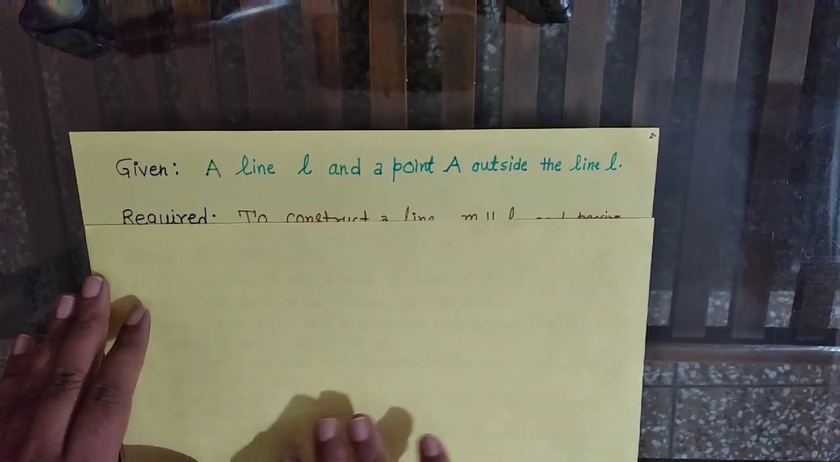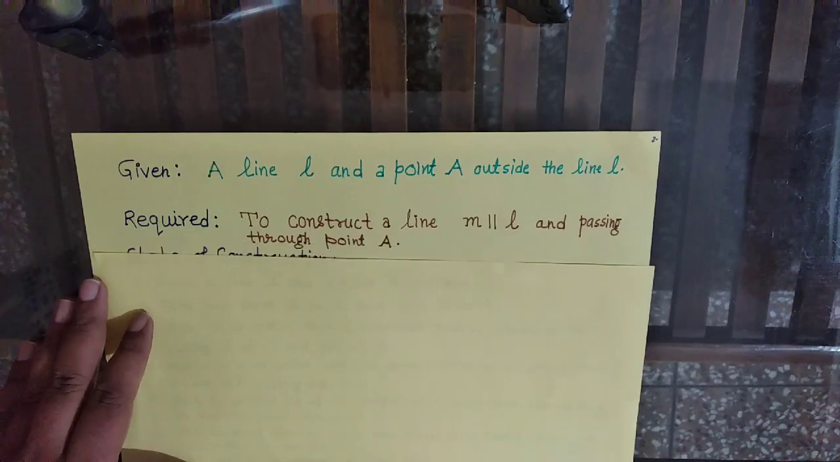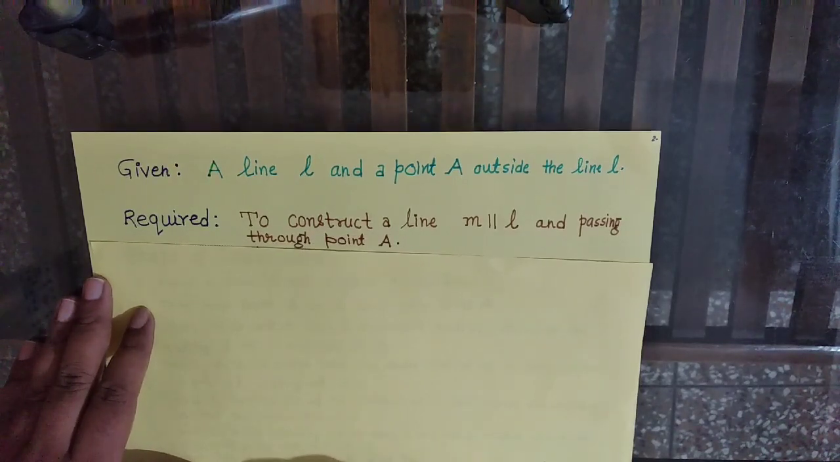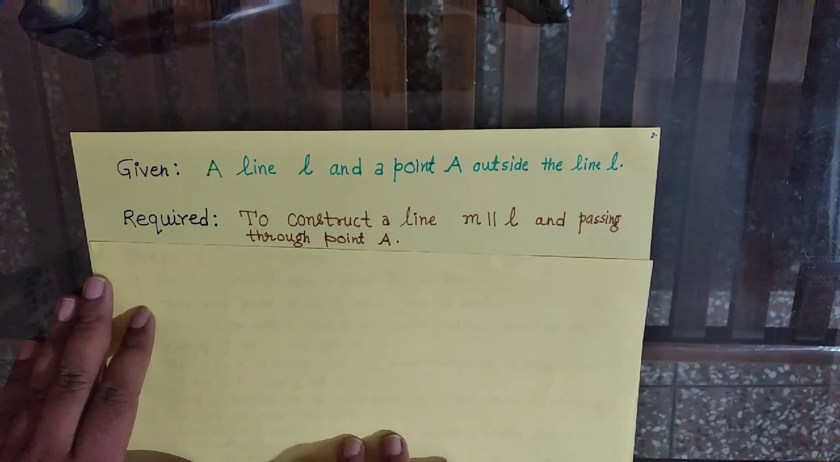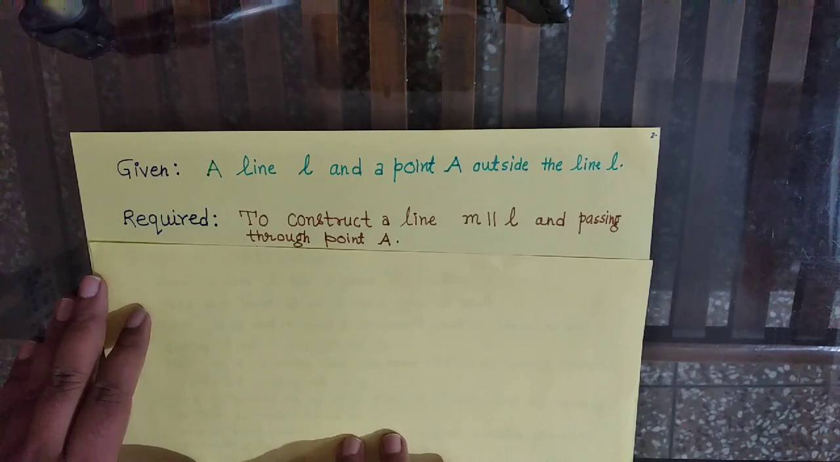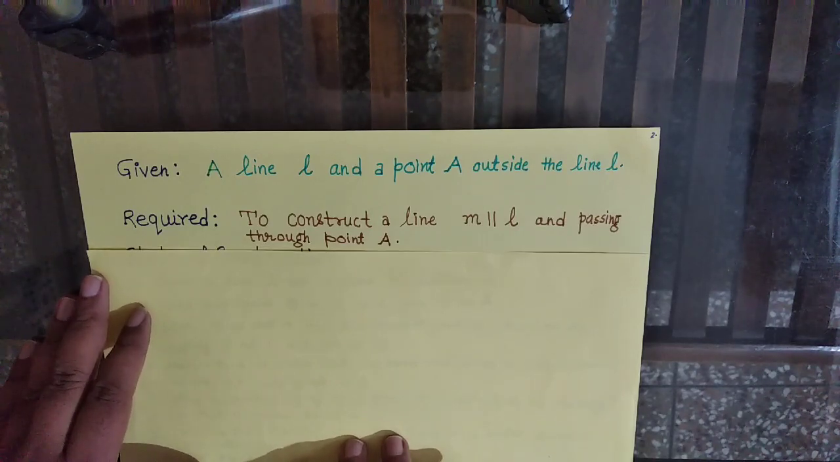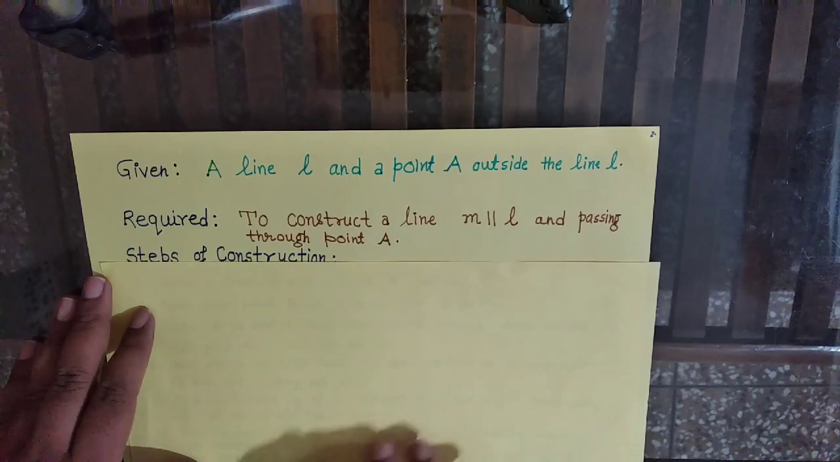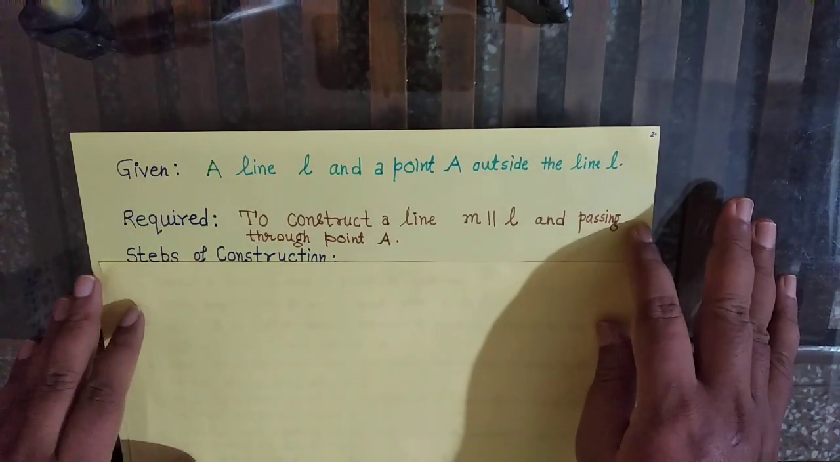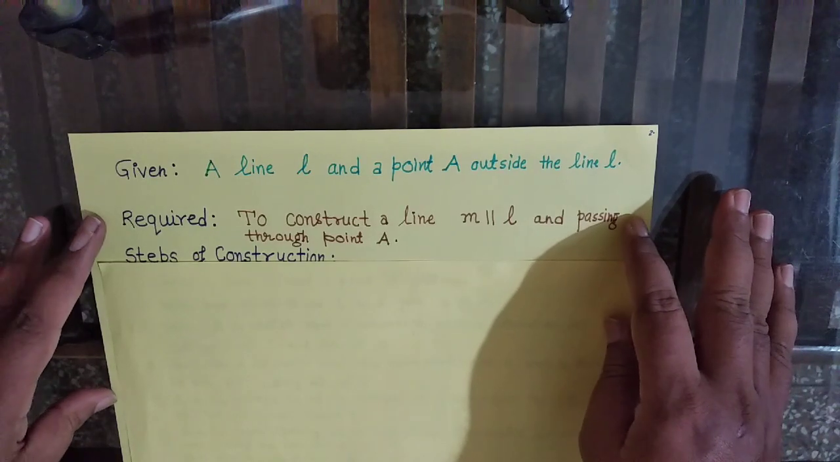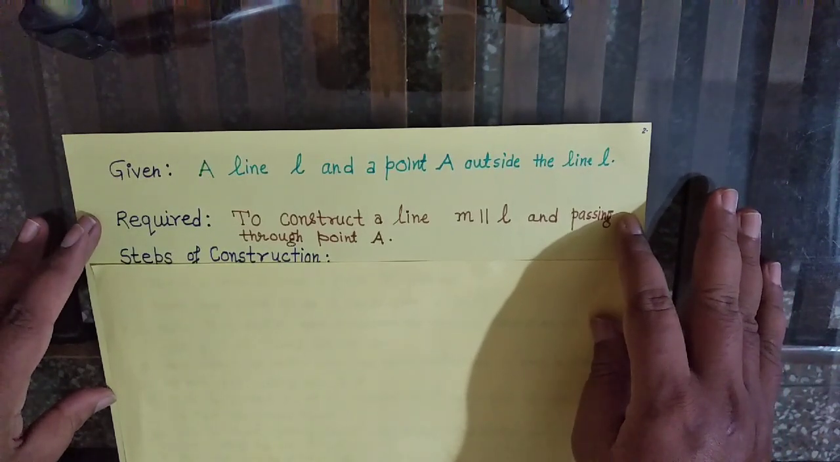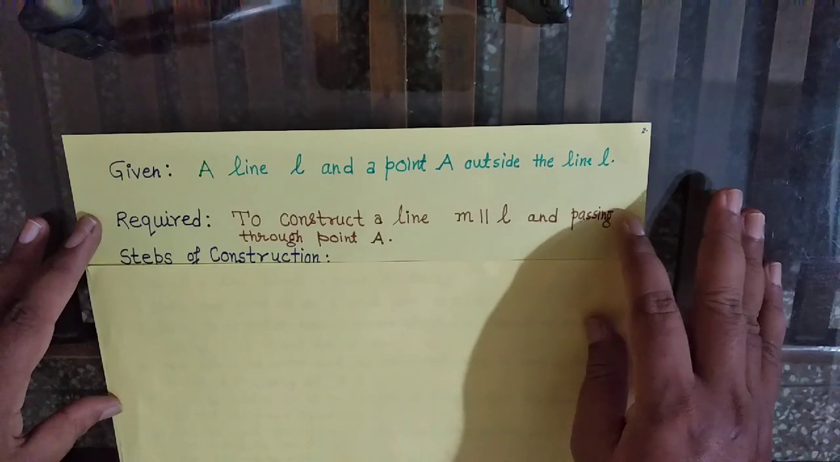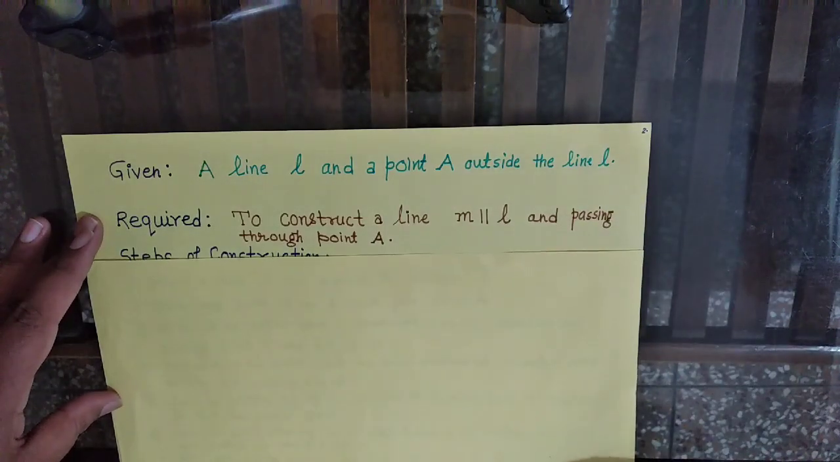Now the second heading is Required. Our requirement is to construct a line M parallel to L and passing through point A. Now our third heading is Steps of Construction. Before writing the steps of construction, we have to do the actual construction.